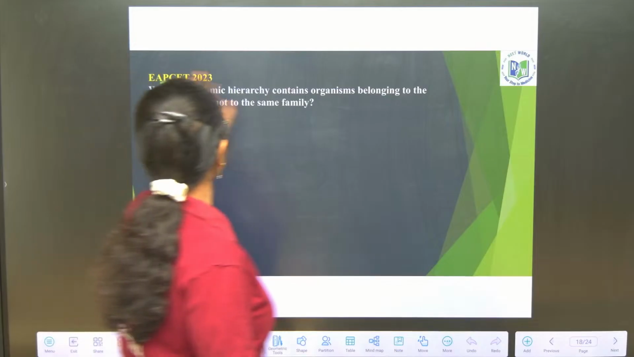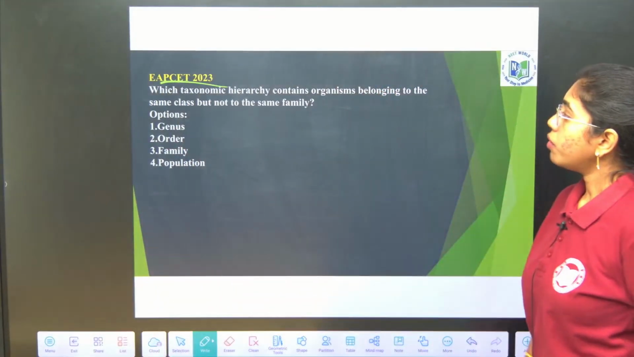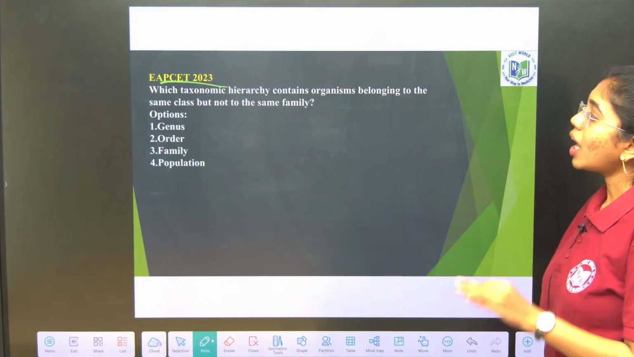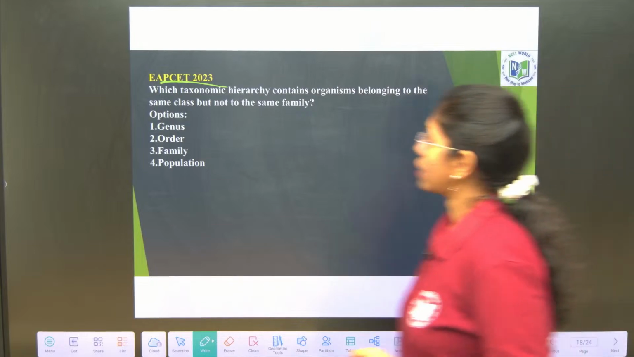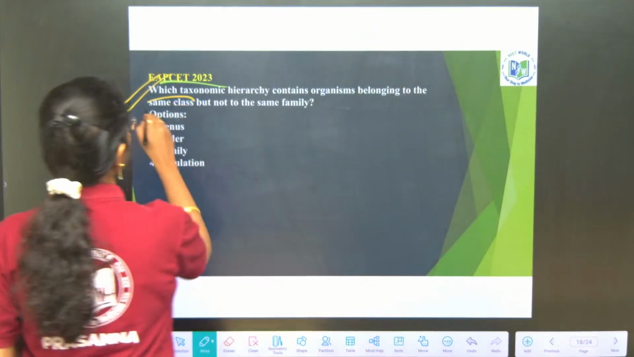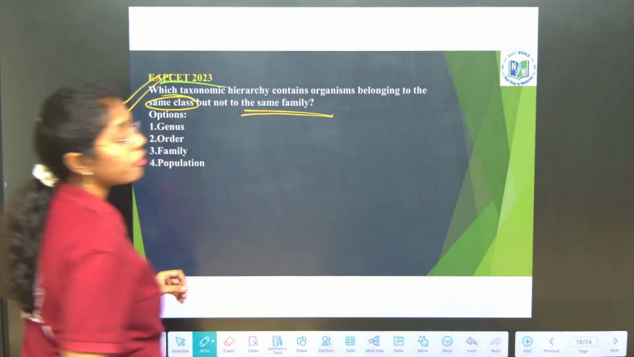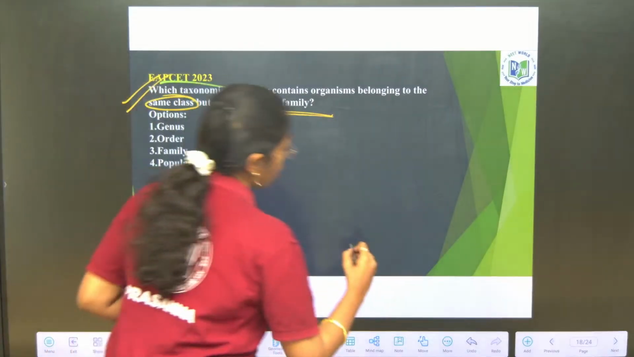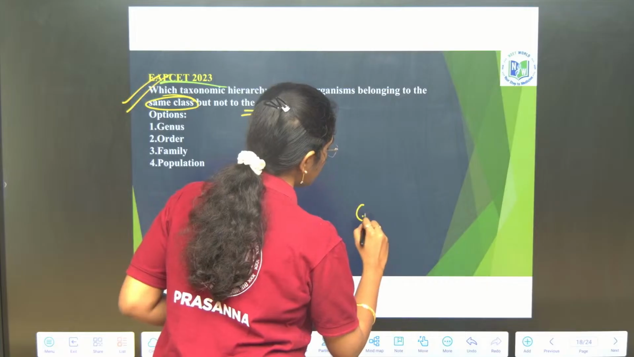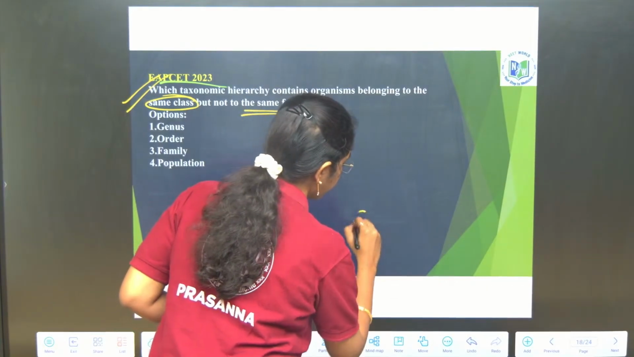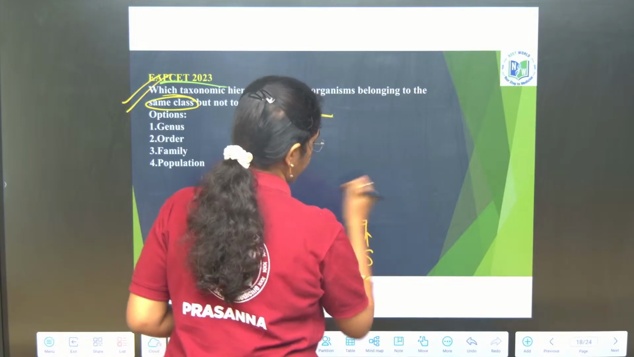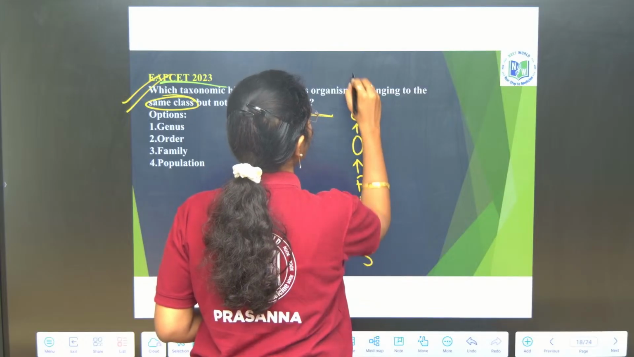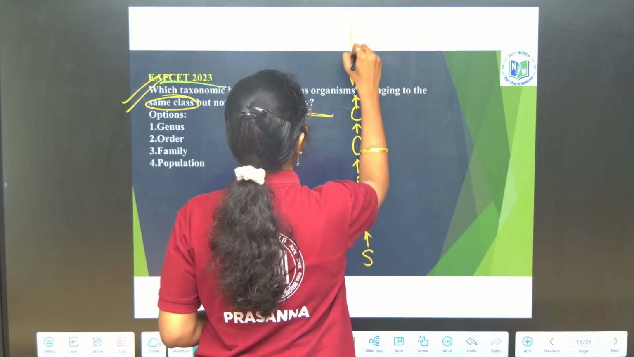Now, here you see a question asked in EAPCET 2023. Which taxonomic hierarchy contains organisms belonging to the same class but not the same family? Here you have to recall all the seven obligate categories. In ascending order we will move: species, genera, family, order, class, phylum or division, and kingdom.